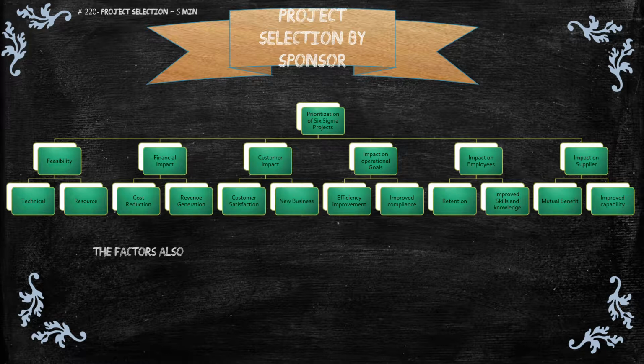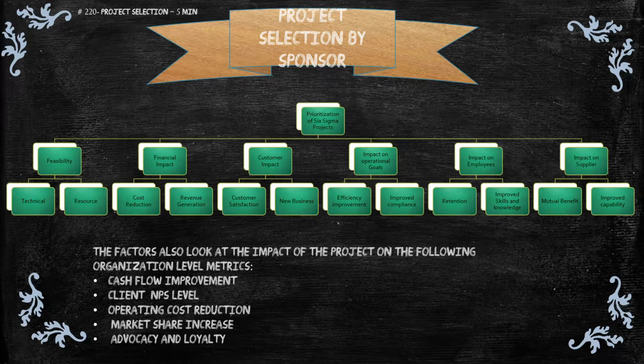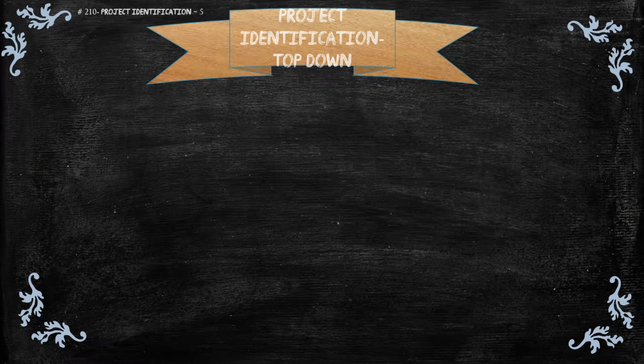Also, the impact of the project on the organization level metrics, which are cash flow improvement, client NPS level, operating cost reduction, market share increase, advocacy and loyalty is looked at before prioritizing deployment. Before a project can be selected, it has to be identified. There are two different ways in which organizations do identification of projects.